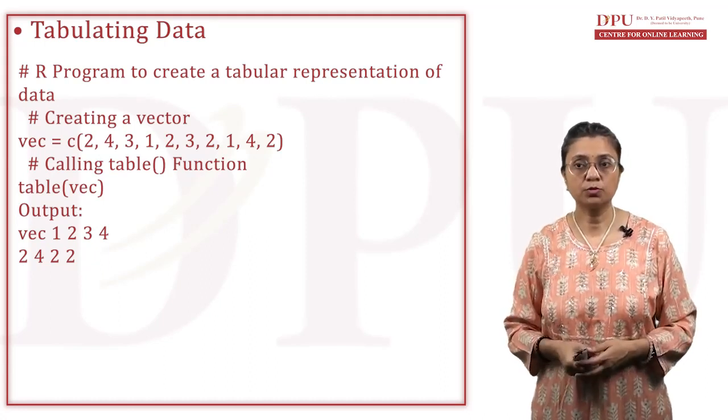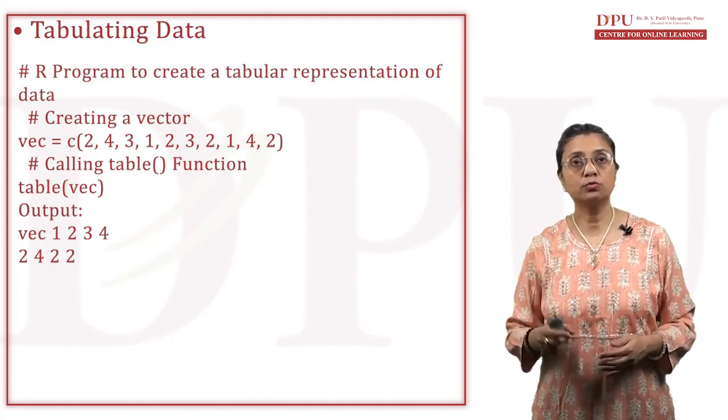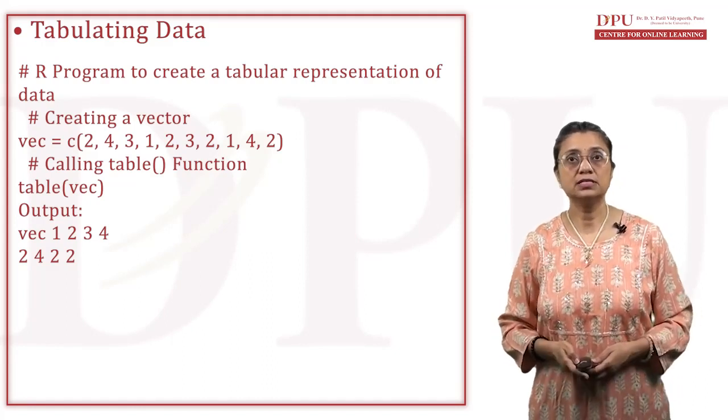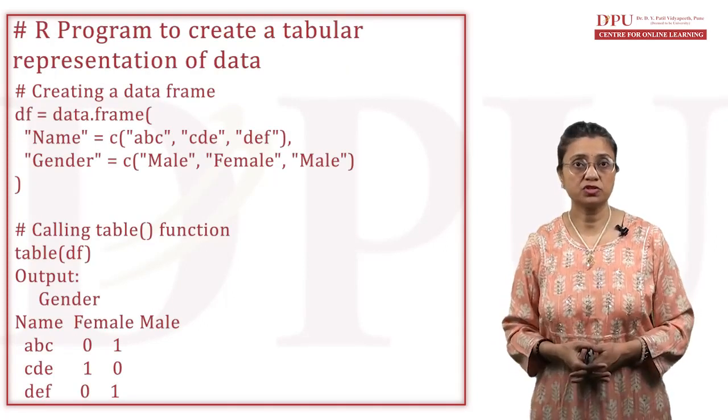So you can see the output. The values 1, 2, 3, 4 become your first row, and 2, 4, 2, 2 become your second row. So that is how you can create a table. Let's have a larger program to create a tabular representation of data.